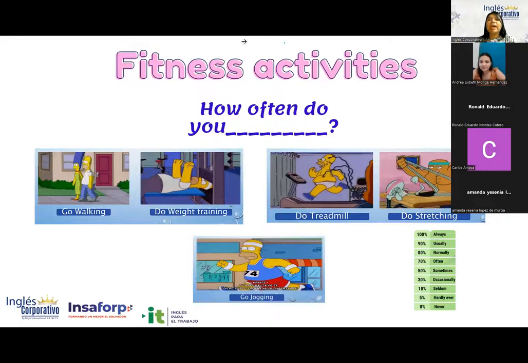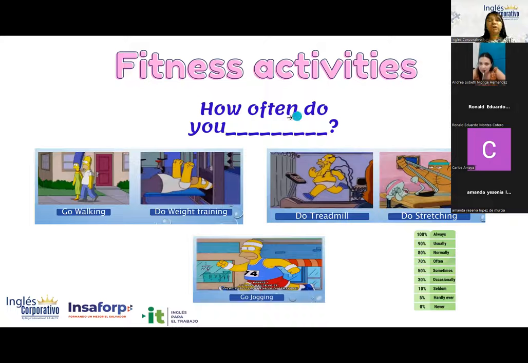Perfect. And what about this one? How often do you do treadmill? En la caminadora. How often? Never? Sometimes? Seldom. Okay, so I seldom do treadmill. Mira cómo se dice ir en la caminadora. Se dice do treadmill.